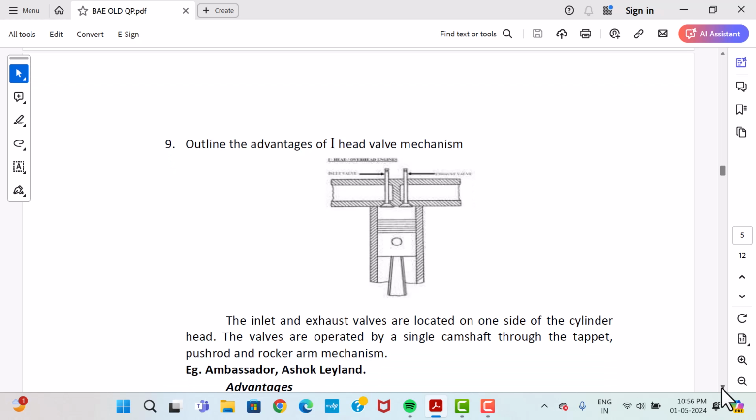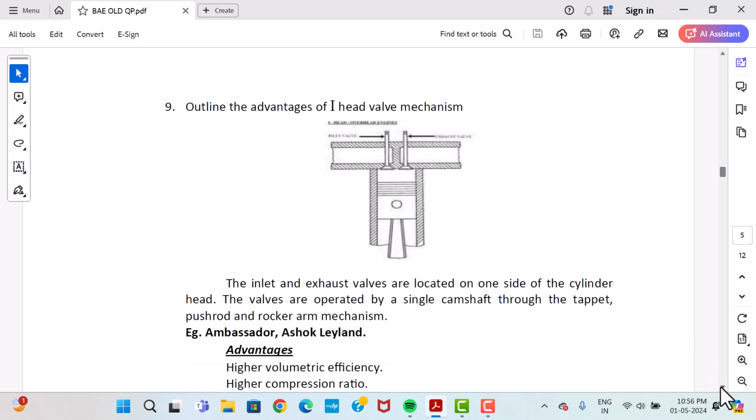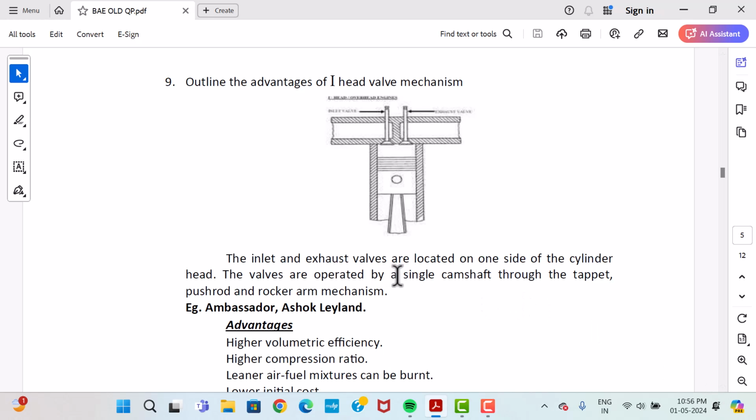Ninth question: outline the advantages of I-head valve mechanism. You can see the figure, a simple schematic of the I-head valve mechanism. Here one is the inlet valve, the other is the exhaust valve. The inlet and exhaust valves are located on one side of the cylinder head. The valves are operated by a single camshaft through the tappet, push rod, and rocker arm mechanism. This mechanism is generally used in cars like the Ambassador.